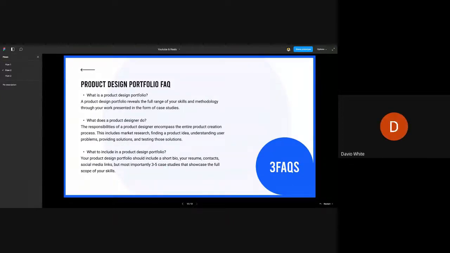That's even in the FAQ. The third one says what to include in a product design portfolio. So it has to include your short bio, your resume, contacts, and then your case studies. So it has to include everything in one. Don't separate them.